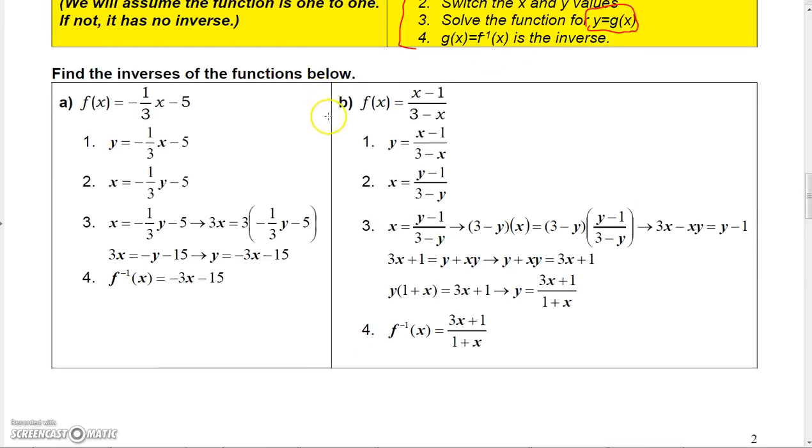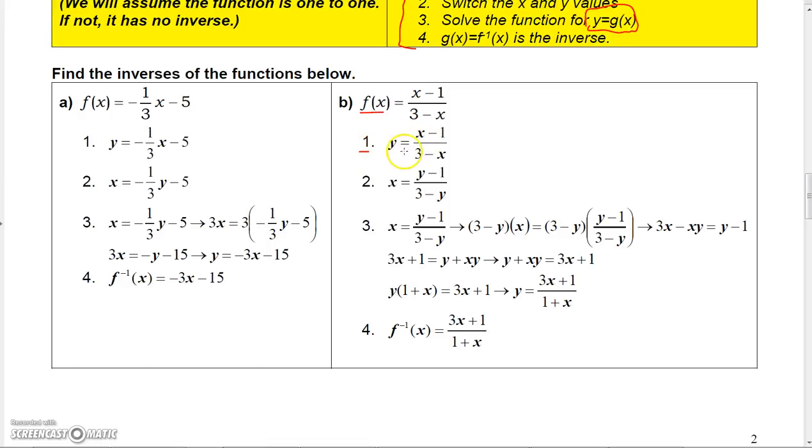So let me do the second one here because it's a little more difficult. The first one's pretty easy, but let me do the second one and then you can do the first one. Okay, so here I have f of x equals x minus 1 over 3 minus x. So let's write that as y equals x minus 1 over 3 minus x.